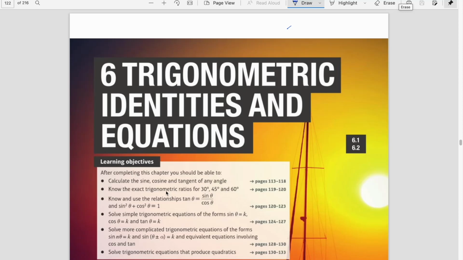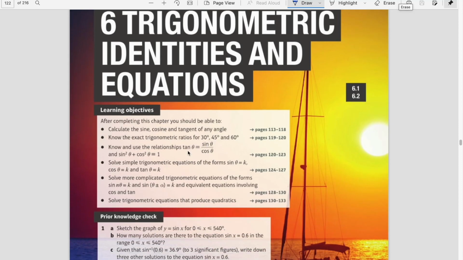Basic trigonometric identities and equations. The prerequisite basic knowledge is that tan theta is equal to sine theta over cos theta, and sine square theta plus cos square theta equals 1.